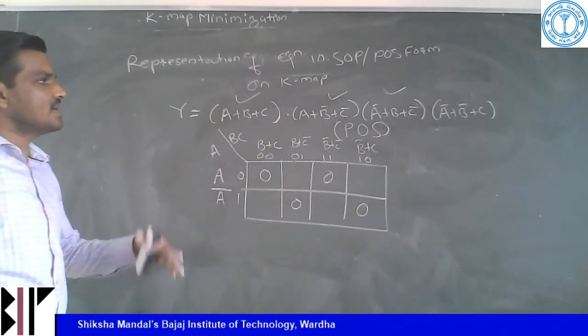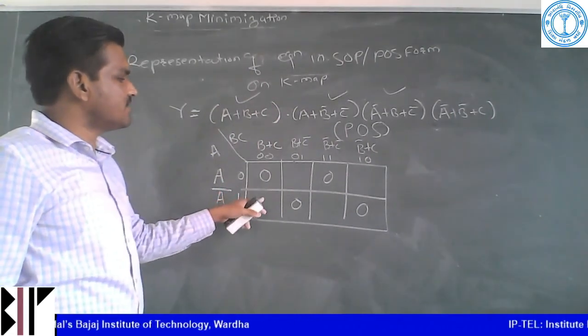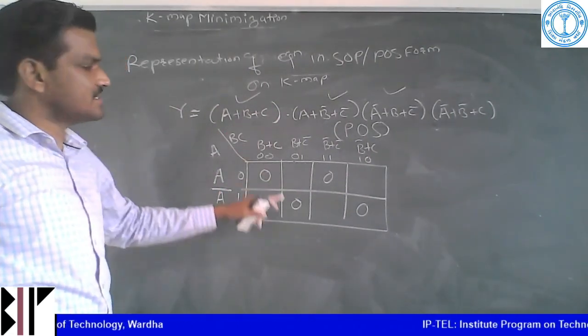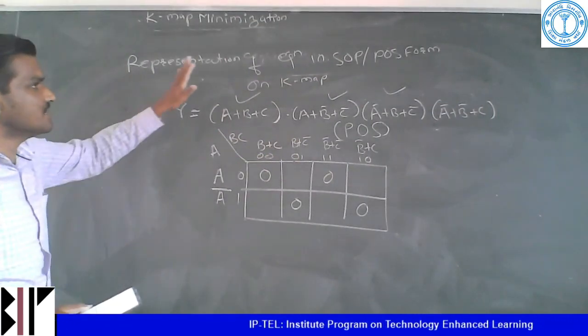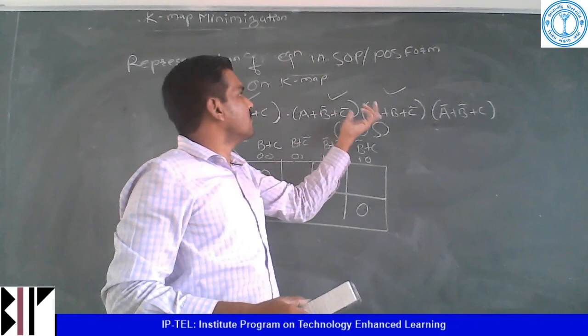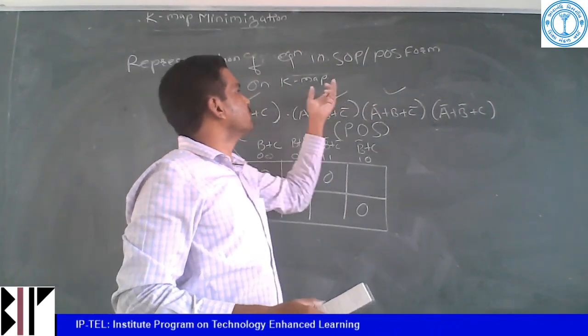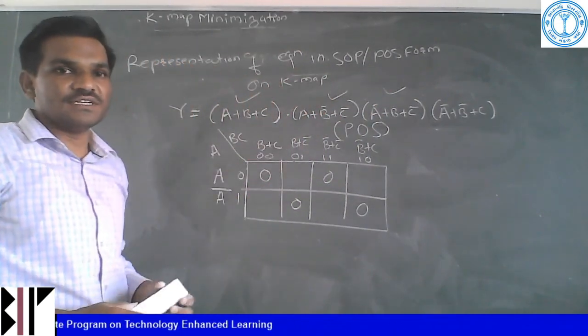Okay. So in earlier examples, we have taken all min terms. In this example, we have taken all max terms. And this is how the representation of an equation, Boolean expression, in SOP or POS form onto the KMap. This we saw. Okay.